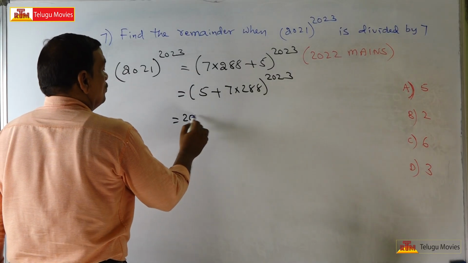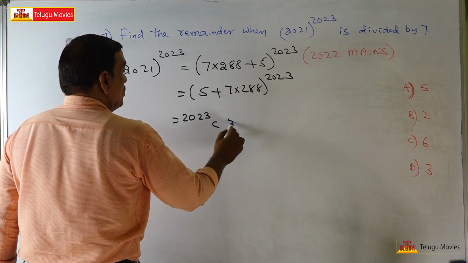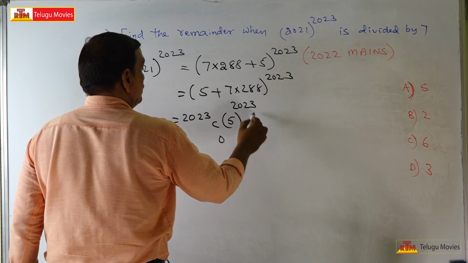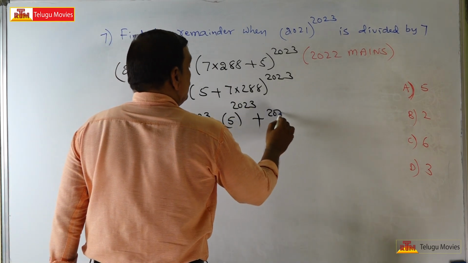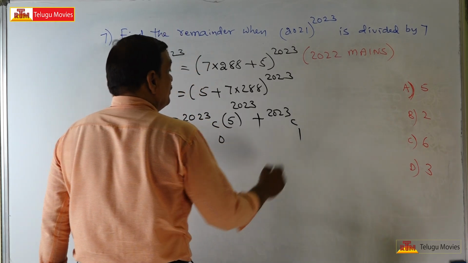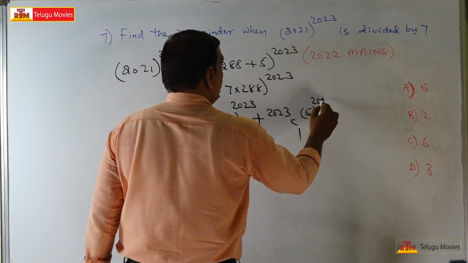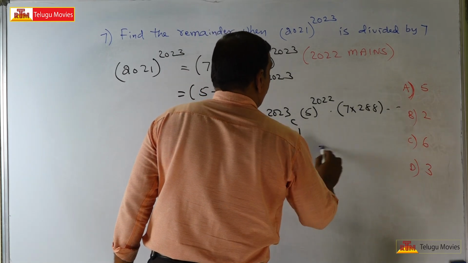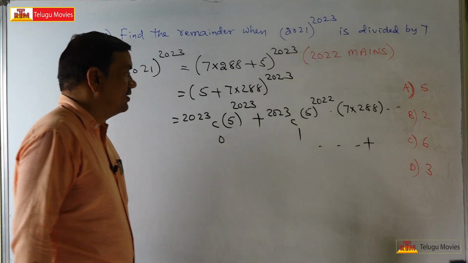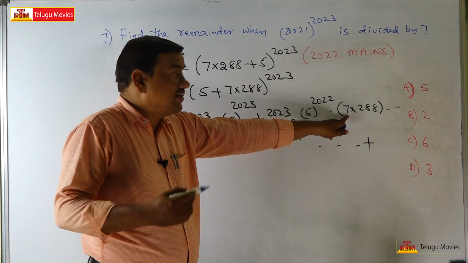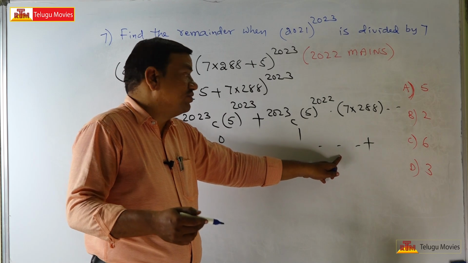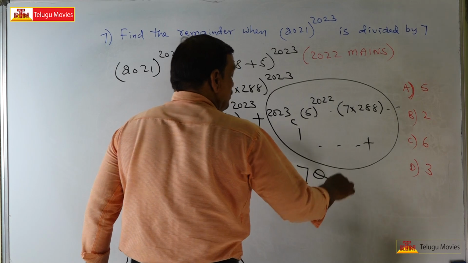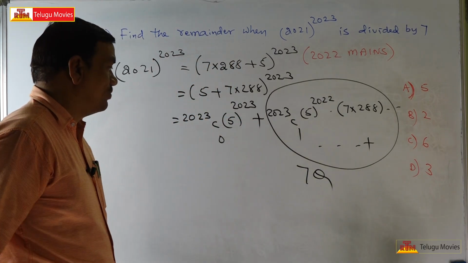So this is equal to 2023C0 into 5 to the power of 2023, plus 2023C1 into 5 to the power of 2022 into 7 into 288, and so on. If you observe, 7 into 288, that is 7 into 7 into 12. That means this whole thing you can write as 7 into some integer. You can take 7 common outside.